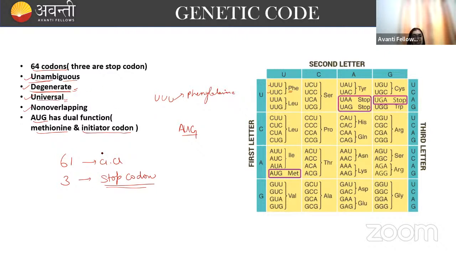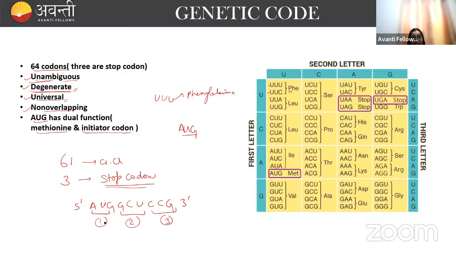The genetic code is universal and non-overlapping. For example, if this is a sequence, the 3 nucleotides will form 1 codon, right? This AUG is forming 1 codon. These are forming a 2nd codon. They are forming a 3rd codon, right? But there should be no overlapping.